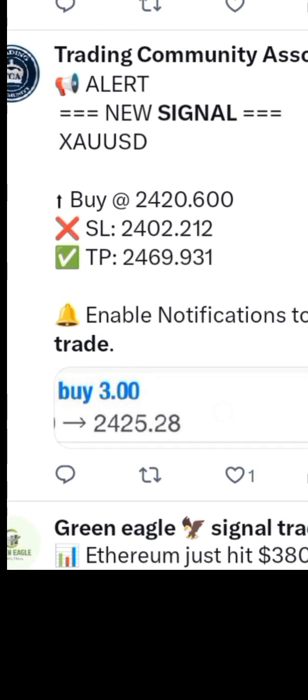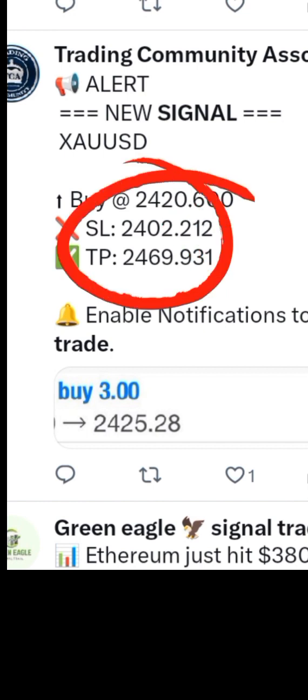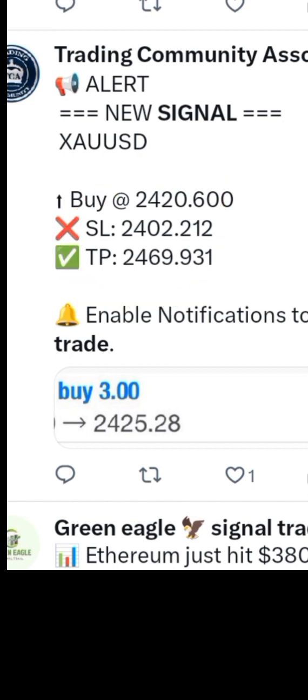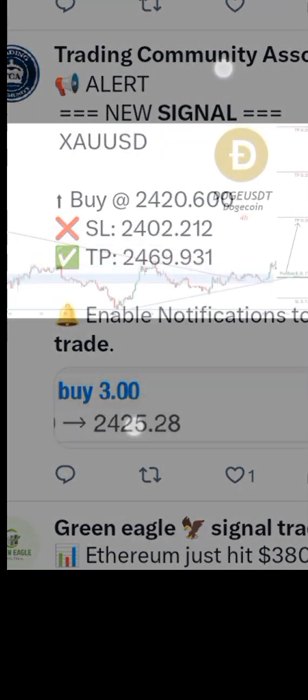So now with this knowledge, you can be able to say one or two about this particular one. So what can you see? XAU-USD. It's also gold, but it's the symbol of gold. So you are trading gold against US dollar. And this person says it's a buy. So you're actually buying at 2420.6. And your stop loss is 2402. And your TP is 2469. So this person's trade signal is very, very simple and straightforward.